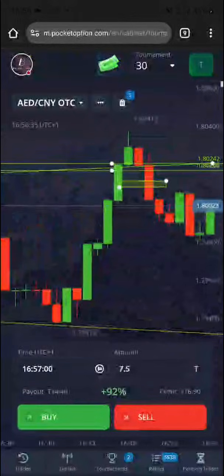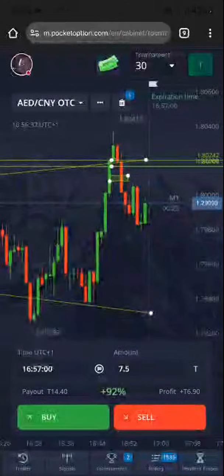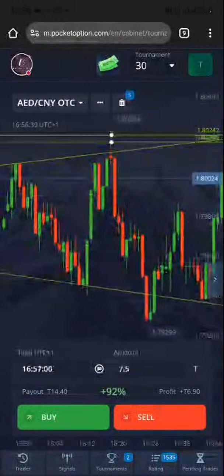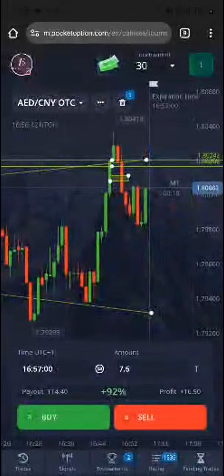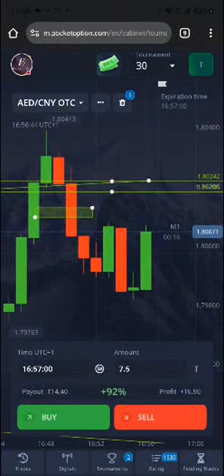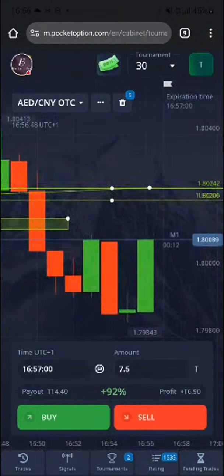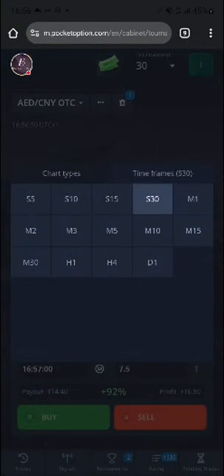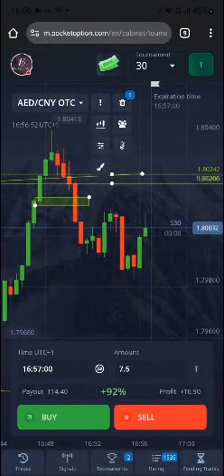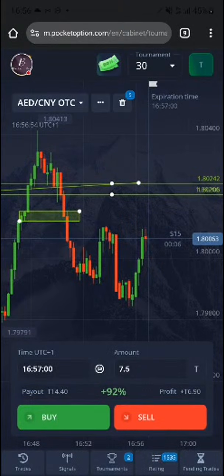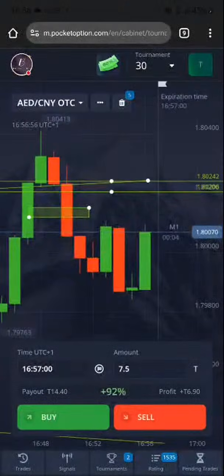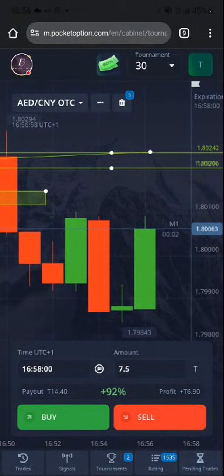I think we lost a trade here the other time. The sentiment of the market is downwards right now, so we can go with the sellers after this morning star pattern. But let me see if we have an opportunity. Okay, we have an opportunity. Let's take the trade.